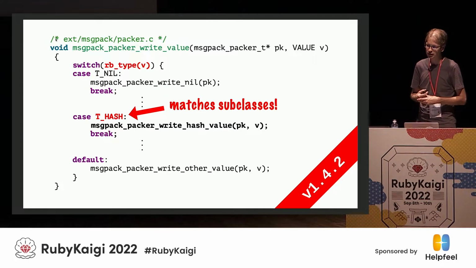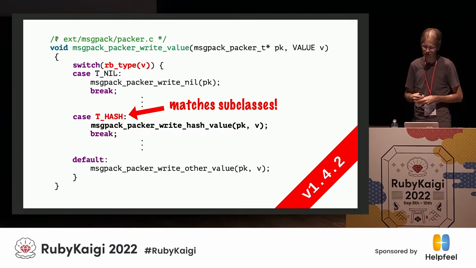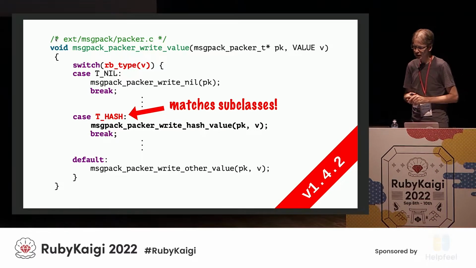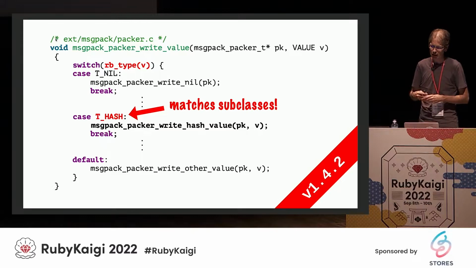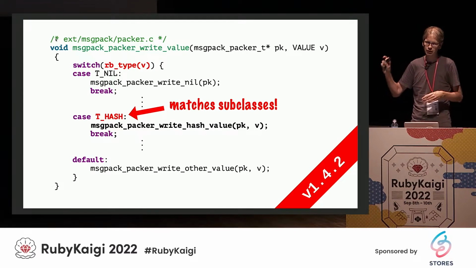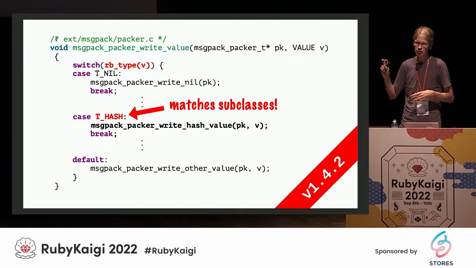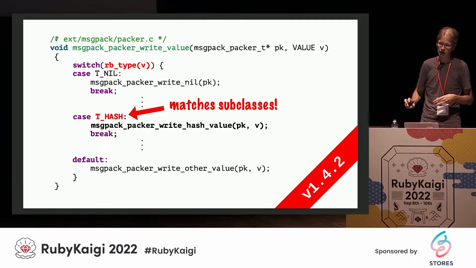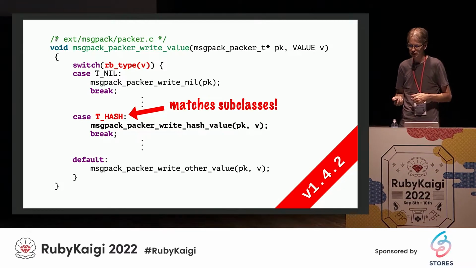And the problem, actually, I'm not going to have too many C slides here, but this is the problem in MessagePack Ruby. Basically, there's a switch statement, and there's an RB type, which returns the type of this object, but it will return a hash, whether it's a hash or a subclass of a hash. So it matches subclasses here.